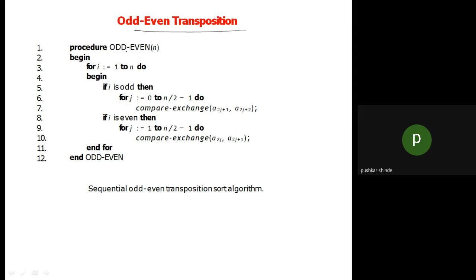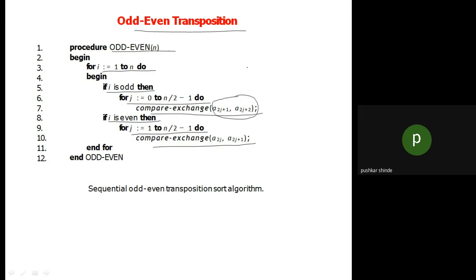So what is done is that for a number of elements n, for i equal to 1 to n, if i is odd, then for j equal to 0 to n/2 minus 1, compare-exchange a[2j+1], a[2j+2]. So these two elements are sorted when i is odd, and when i is even, for j equal to 1 to n/2 minus 1, compare-exchange a[2j], a[2j+1].